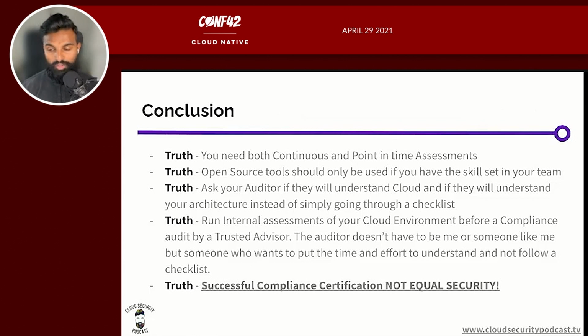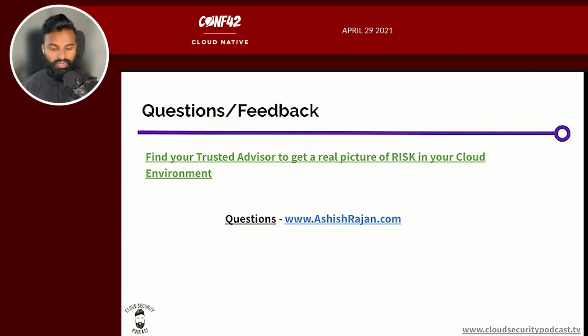So I would hope you would make the right call and find an internal assessment by your team or by calling an external auditor. Maybe even build some tools of your own and some checklists of your own which are relevant for your organization or your industry, and use that as a baseline for calling yourself secure, or I guess as secure as possible, because no one's 100% secure. That's what my conclusion for you would be. And one final thought would be, find your trusted advisor to get a real picture of risk in your cloud environment. I hope you learned something from this.